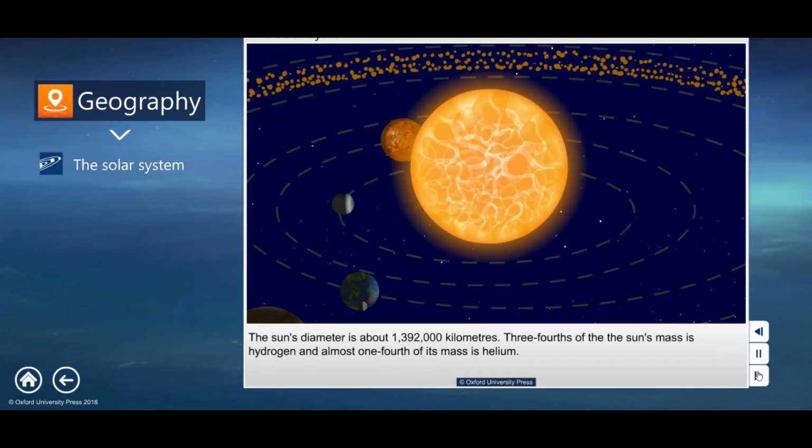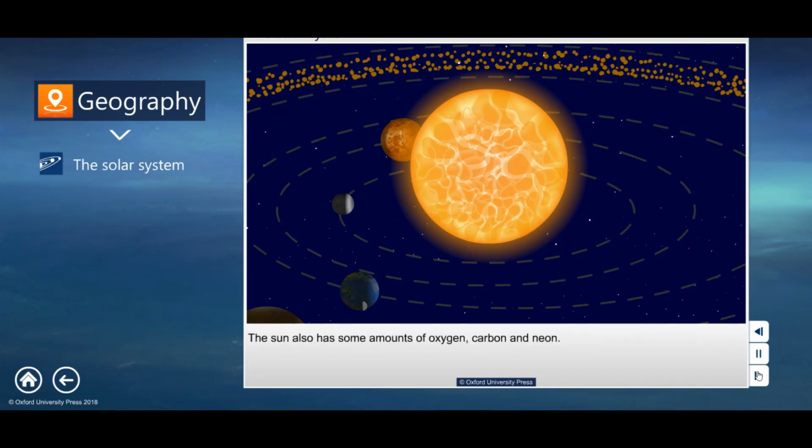The Sun's diameter is about 1,392,000 kilometers. 3/4 of the Sun's mass is hydrogen, and almost 1/4 of its mass is helium. The Sun also has some amounts of oxygen, carbon, and neon. The Sun is no different from all the other stars we see in the sky.